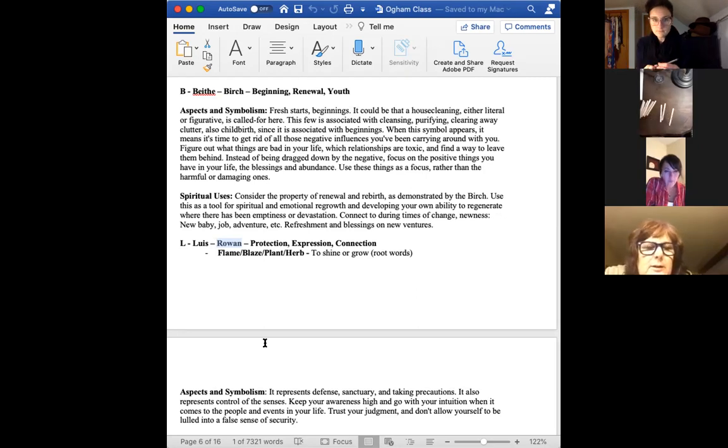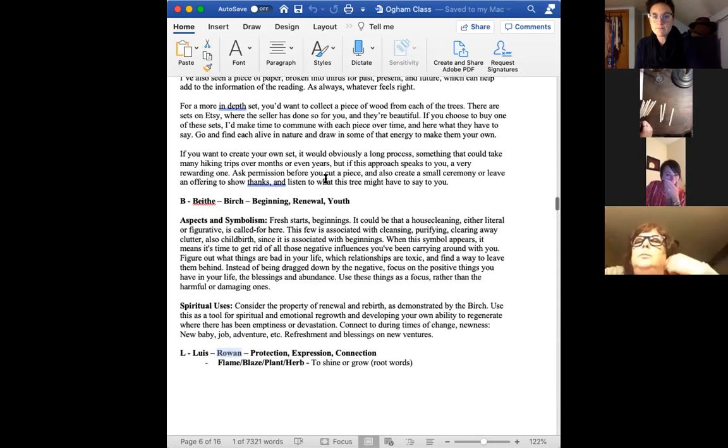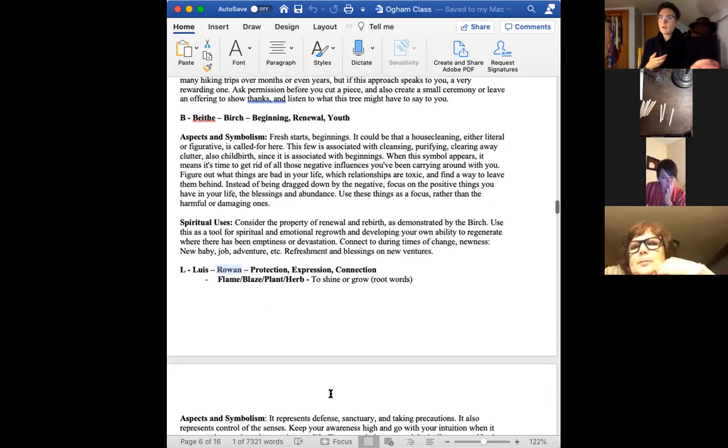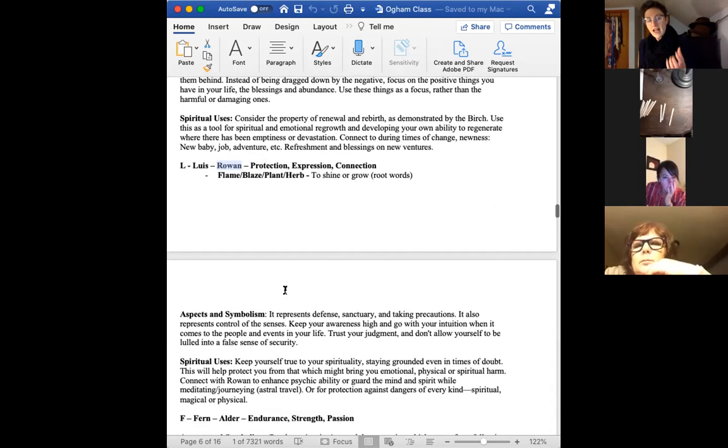And then I also talked a little bit about these multiple definitions. In some of them, if I found something for it, I included it, and others I don't know more about. But for example, when we look at Rowan, classically right now it's seen as protection, expression, connection, and we have that symbolism. But actually this Lu, that root was either the root word of flame or blaze, or plant or herb. So the root words are to shine or to grow, and they're not sure which one it was.